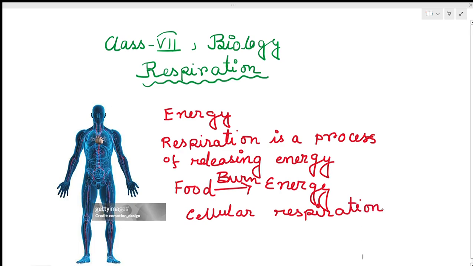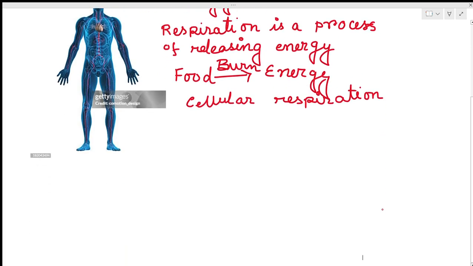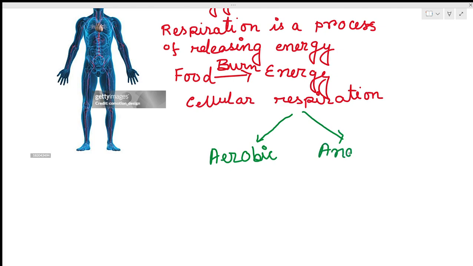Now, what are the types of respiration? Respiration is basically of two types. One is aerobic respiration and another is anaerobic respiration. What is the difference between these two, aerobic respiration and anaerobic respiration?